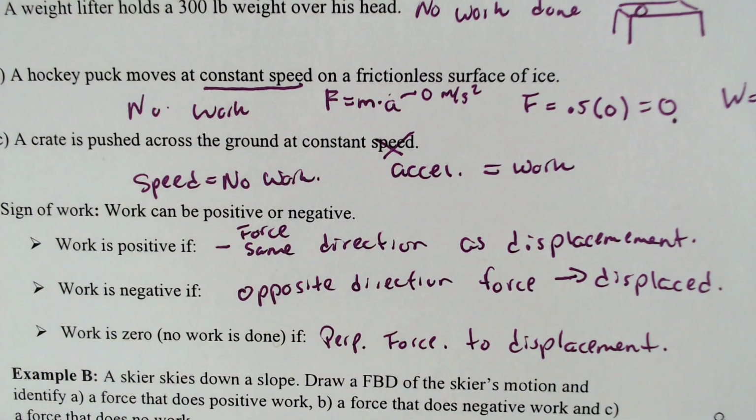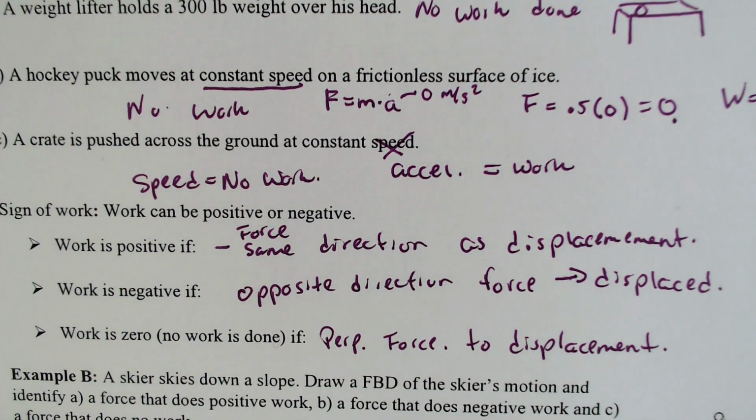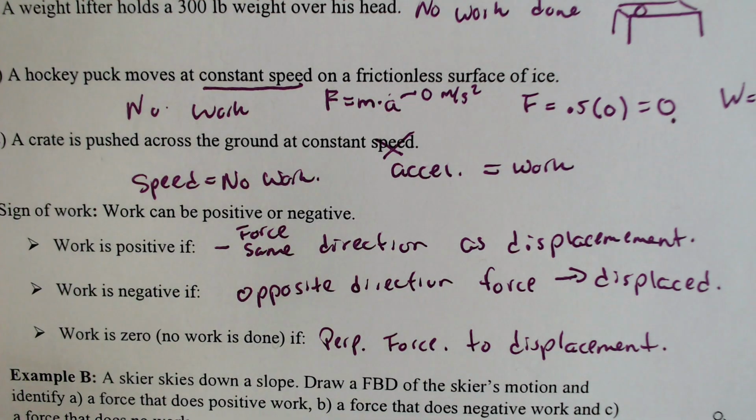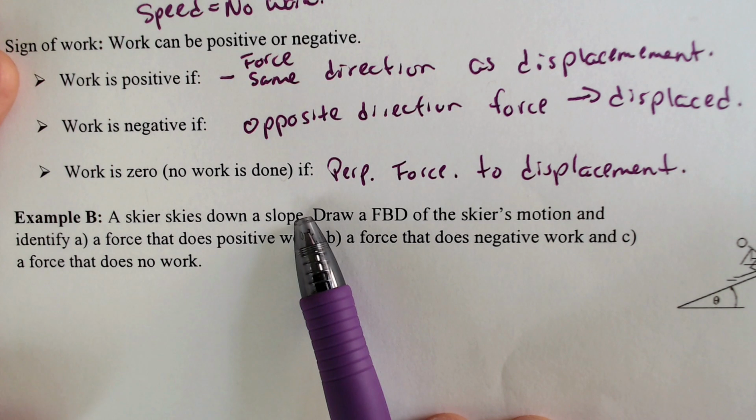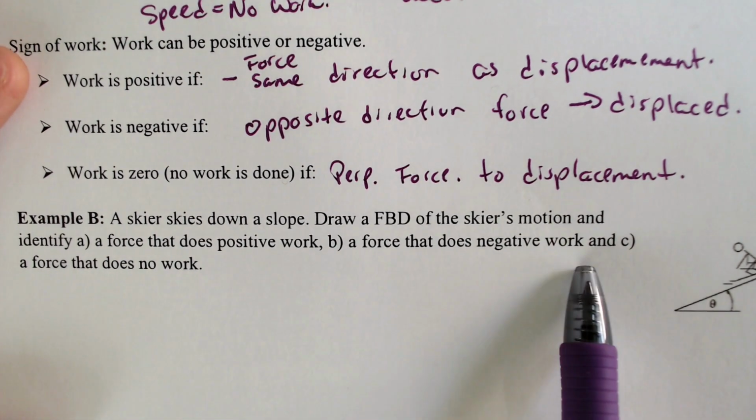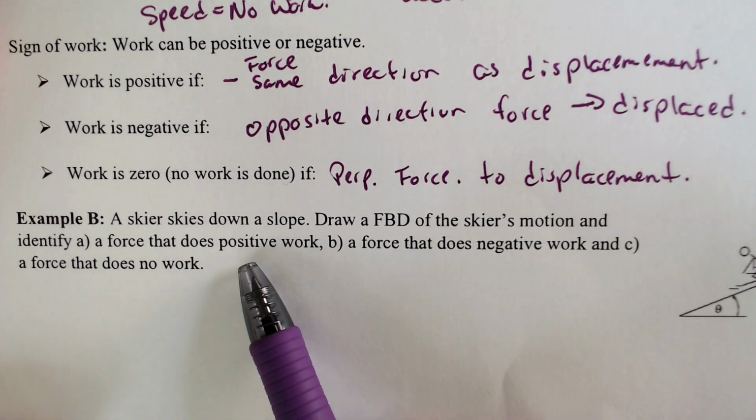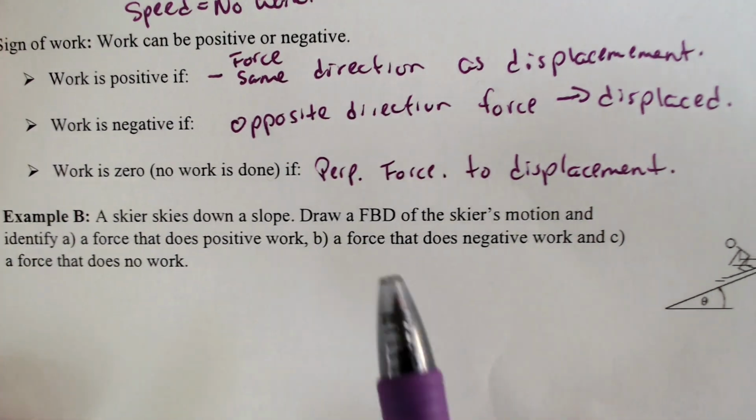All right. So we'll do a few quick examples and then maybe call it a video. We'll see. I might do all the examples in this one. So a skier is skiing down this slope. Draw a free body diagram of the skier's motion and identify the force that does positive work, the force that does negative work, and the force that does no work.